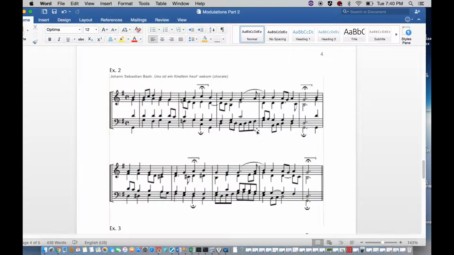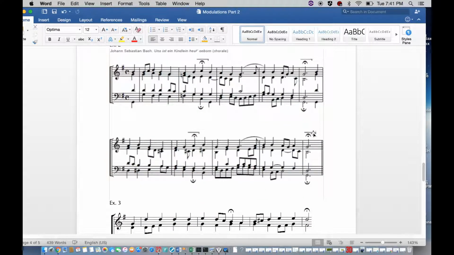There's no chromaticism, so I think this would be best understood as a phrasal modulation. In other words, there's not really a common chord. We are beginning and ending in the key of G, coming from the key of C here. All right, let's go on.